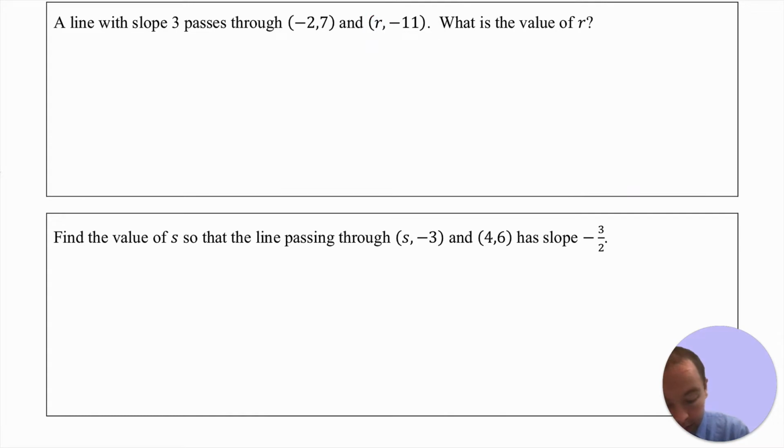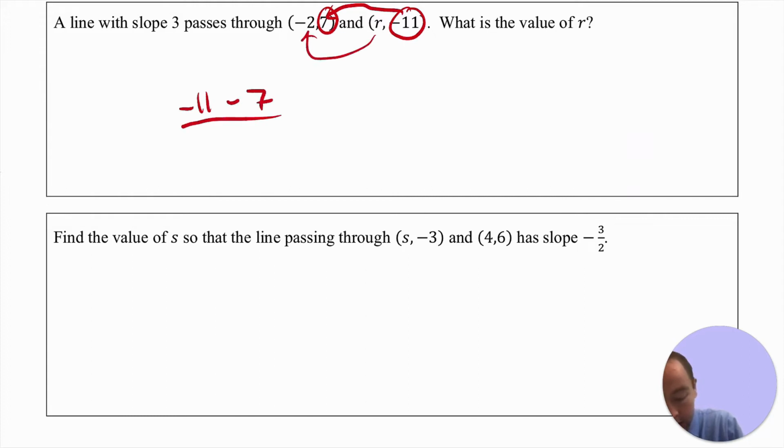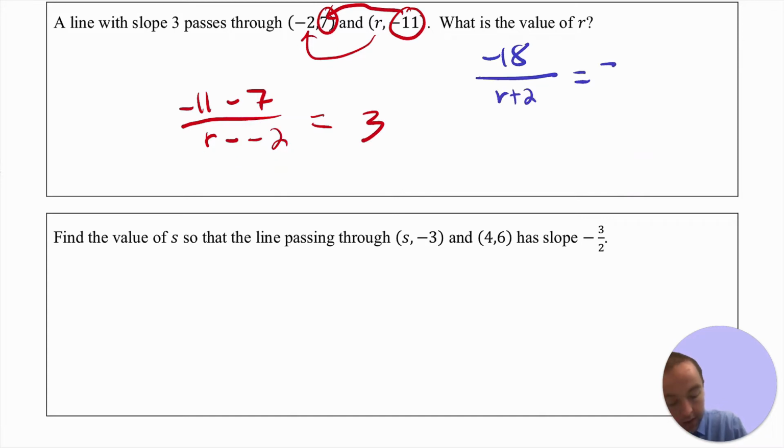And if you think about how we find the slope of a line, it's taking the change in the y, so -11 minus 7, over the change in the x's, which would be r minus -2, and that's going to give you your slope. But we actually know the slope there is 3, and so now it's just going backwards from what we've done before, and trying to solve for r. So just rewriting what we have a little bit and simplifying, you can see that that's just going to be -18, and then because you're subtracting a negative there, that's really the quantity of r plus 2, and that's equal to 3.